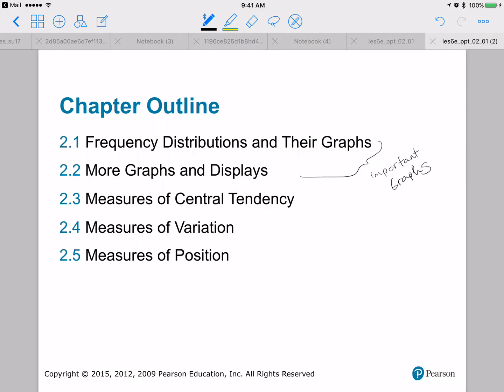And then in class, we'll talk about 2.3, 2.4, and 2.5. So 2.3, which is measures of the center. So measuring the center of data. And then variation and position.